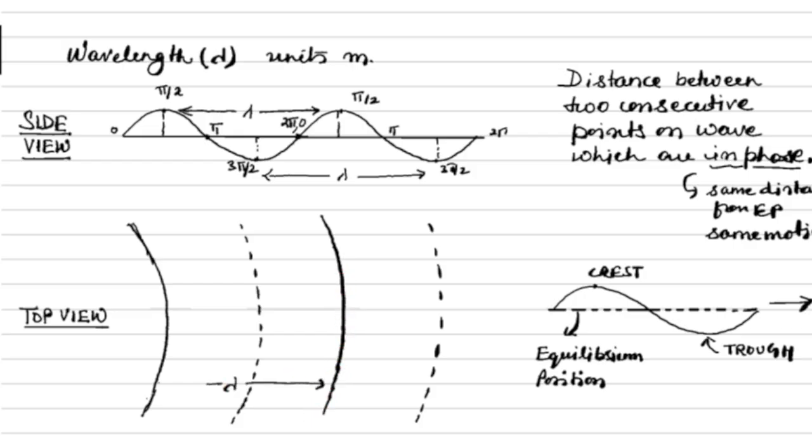This picture is also given. The top view is also given. So we have to measure the distance between them. It will be the same as we are calculating from the side view. So that way you can calculate the wavelength.